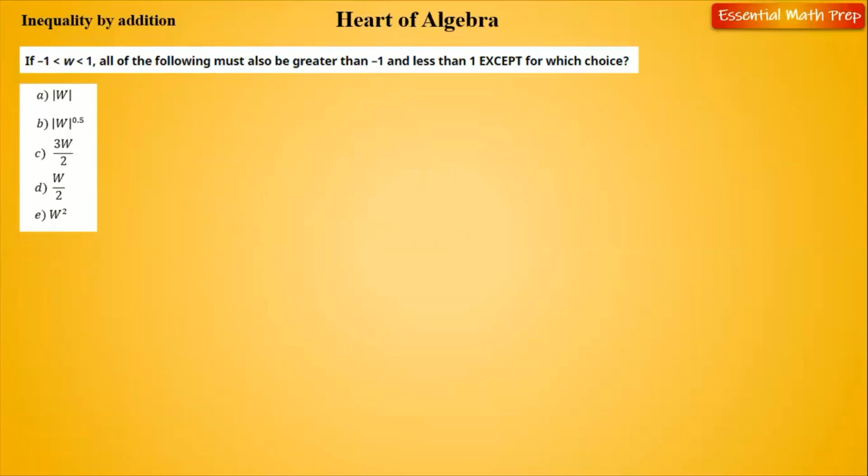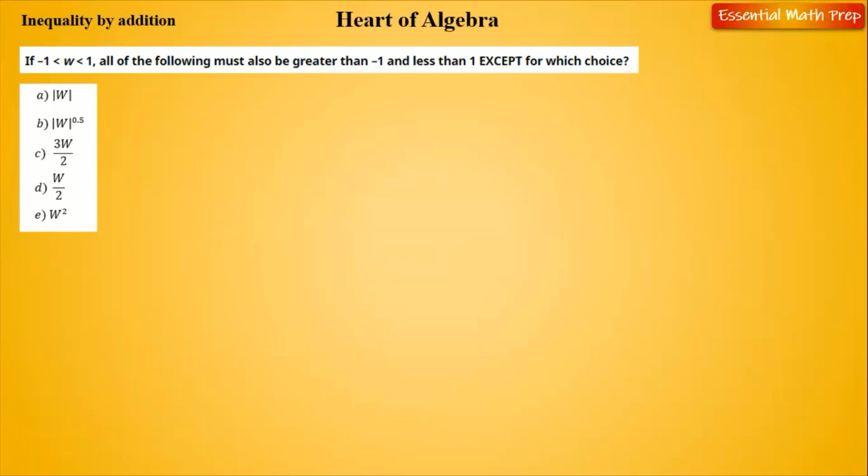If W is greater than -1, but it's also less than 1, all of the following must also be greater than -1 and less than 1, except for which of the choices? Okay. There's two ways to approach this. You can assume a value for W and start plugging it into each of the answer choices and see where it does not follow the range. That is, the outcome cannot be greater than 1 or it cannot be less than -1. Okay, you have to make sure of that.